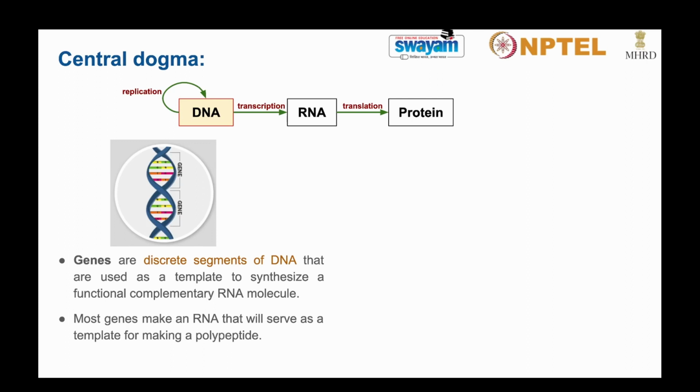Genes are the discrete segments of the DNA which are used as the template to synthesize a functional complementary RNA molecule. So these are the genes which are converted to the RNA molecule. It is not that the entire DNA is going to convert to RNA, but there are certain chunks of the DNA which are referred to as genes, which convert to RNAs and further form proteins.